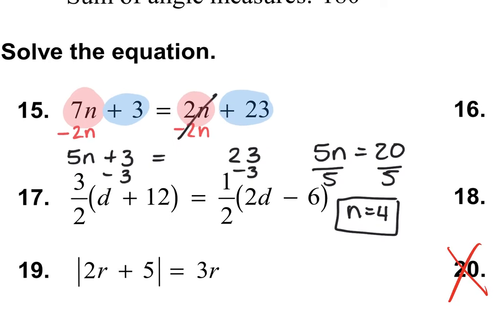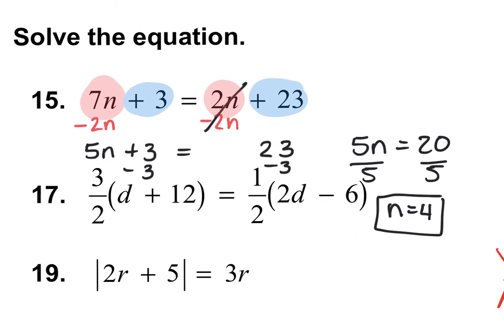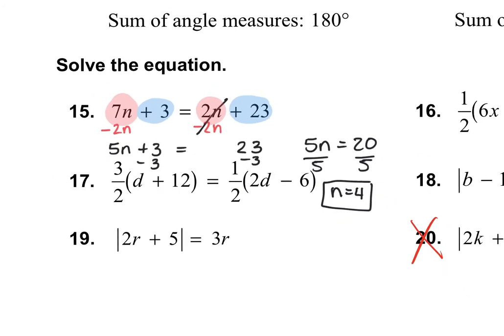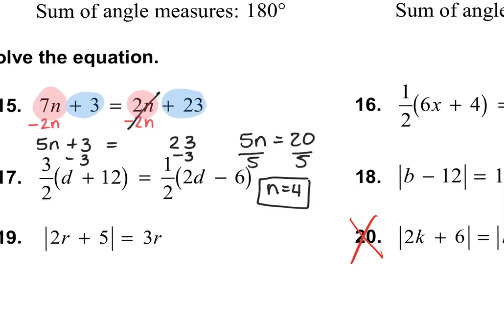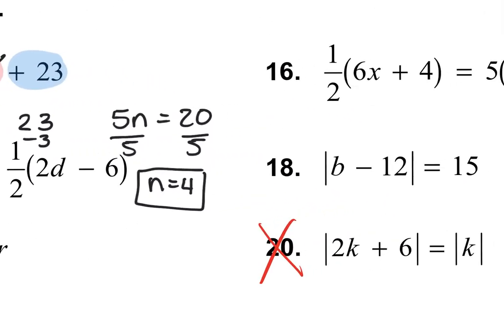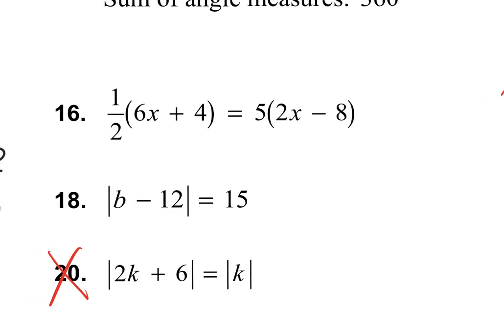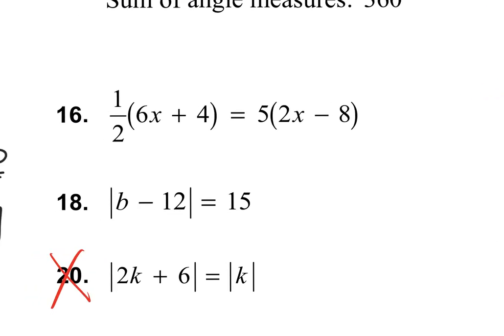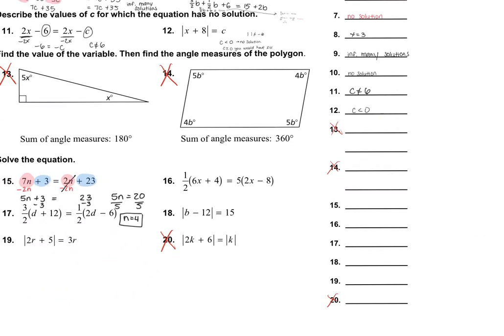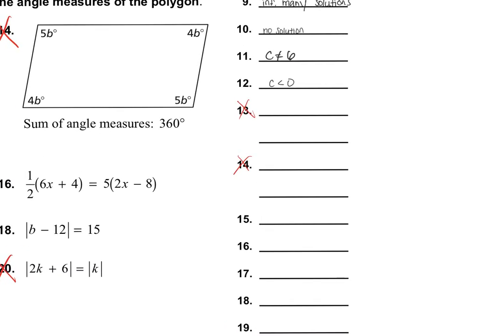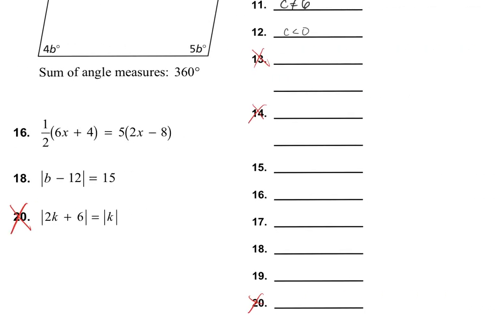And then you take care of the number portion. You move the numbers over, so I take the 3 and I move it to the right side. So I get 23 minus 3, and I get 20. But regardless, guys, if you do it the other way, as long as you don't make a mistake, you're going to get the same answer. You should get n equals 4. Okay, number 16. Oh, I didn't write my answer. This was 15, and n was equal to 4.